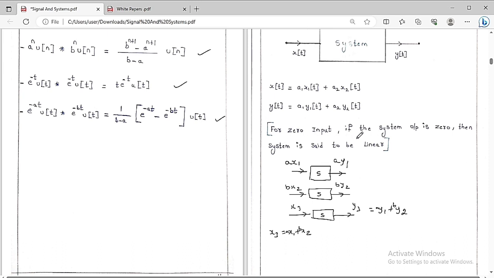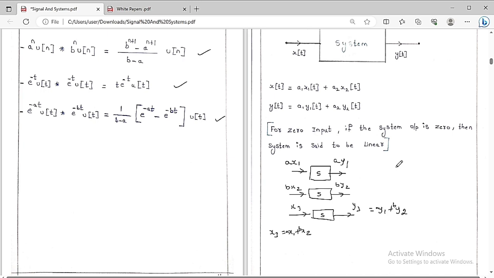So for zero input, if the system output is 0, then the system is said to be linear. Suppose a is equal to 0, means the input is 0, the output should also be equal to 0 because a is also equal to 0. So if the input is 0, definitely the output should be 0. Then only we can say the system is said to be linear. So this is one of the special things: for 0 input, the output should always be 0. If this is the case, we can say the system is said to be linear.